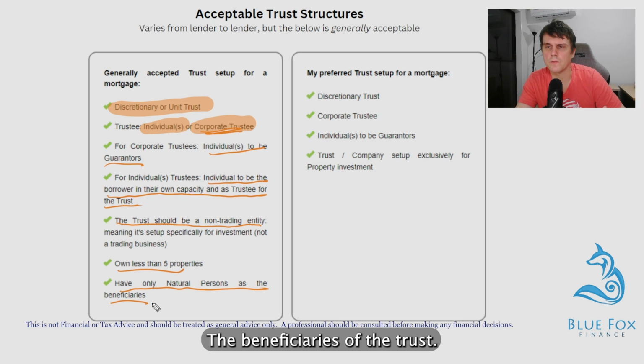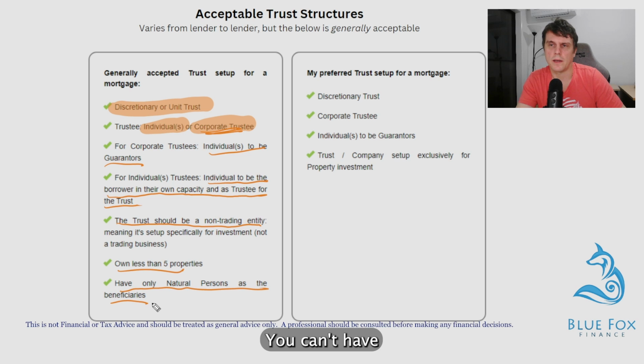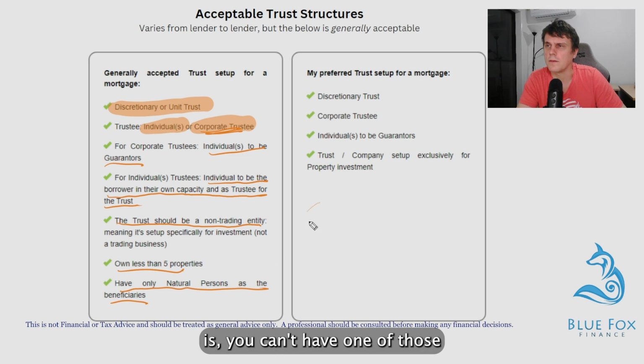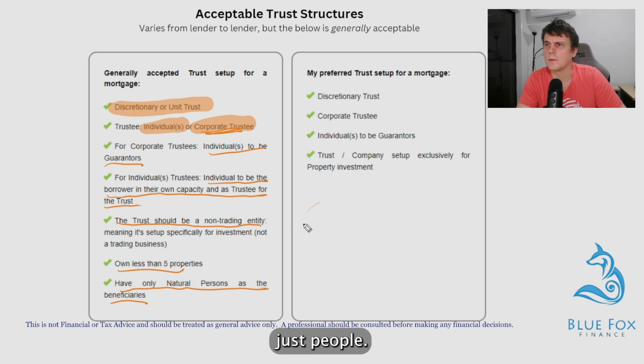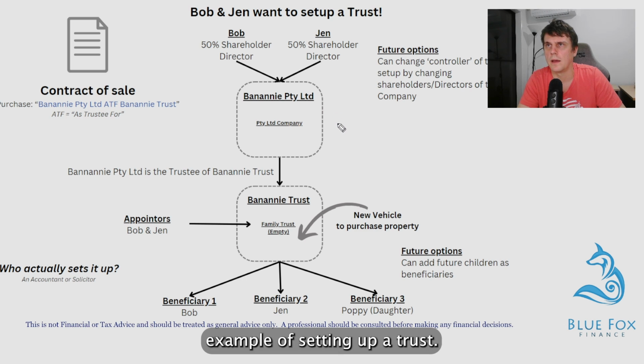The beneficiaries of the trust, they all need to be real people. So myself, my wife, my child, that's all fine. You can't have, if you know what a bucket company is, you can't have one of those, just people. Now here is an example of setting up a trust. Let's say Bob and Jen want to set up a trust.